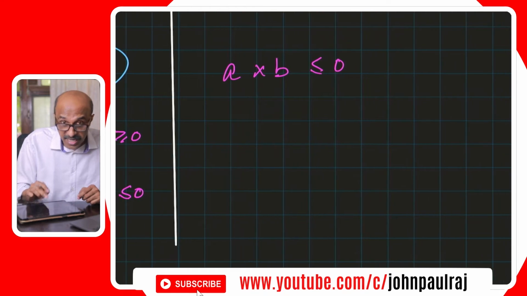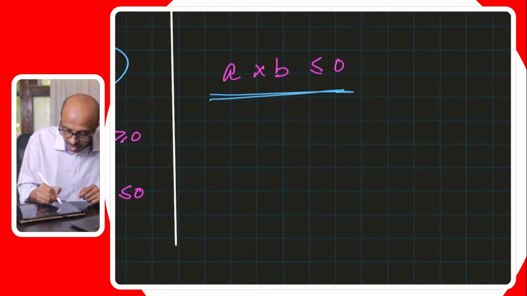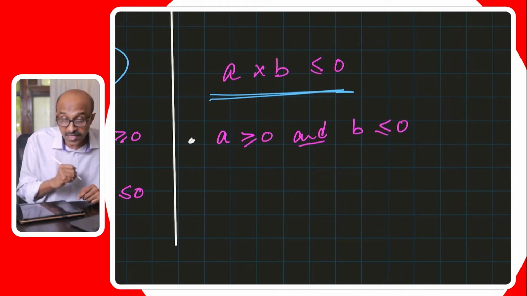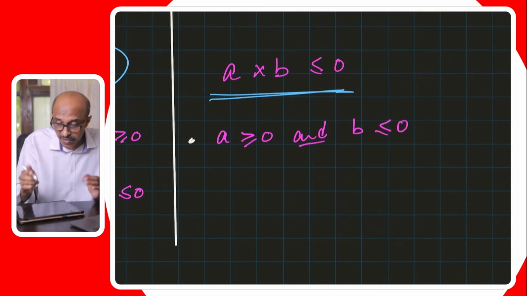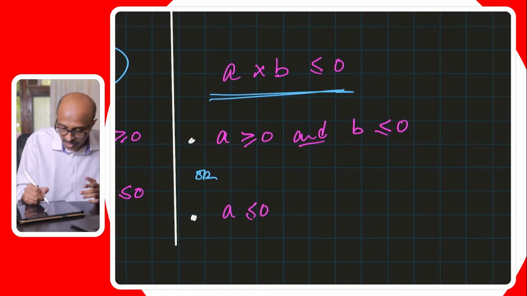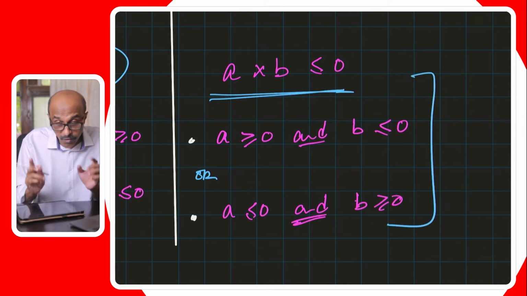And when A times B is negative, when the product of the two terms is negative, then the conditions are: when A is positive or greater than or equal to 0, the second term B must be negative or less than or equal to 0. They both must have different signs. So this is one case. Or, the second case could be when A is less than or equal to 0 or negative, the other term, which is B, must be positive. So those are the two cases we have when the product of two terms is negative.